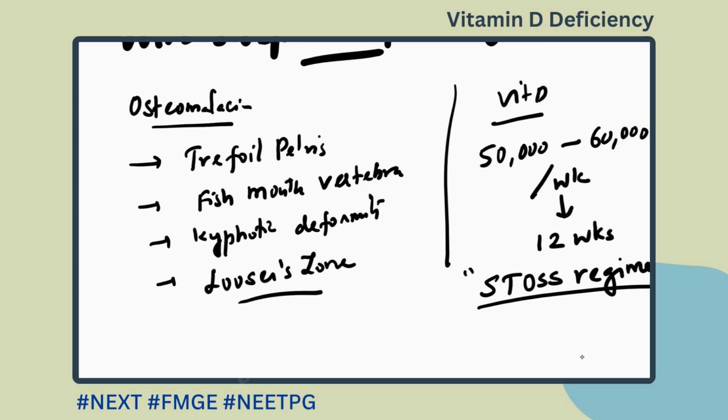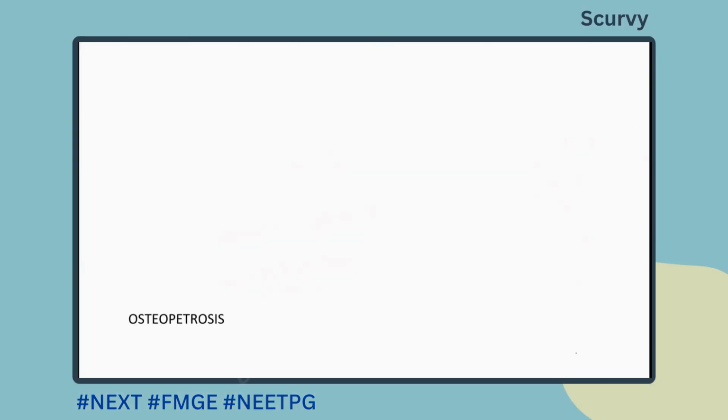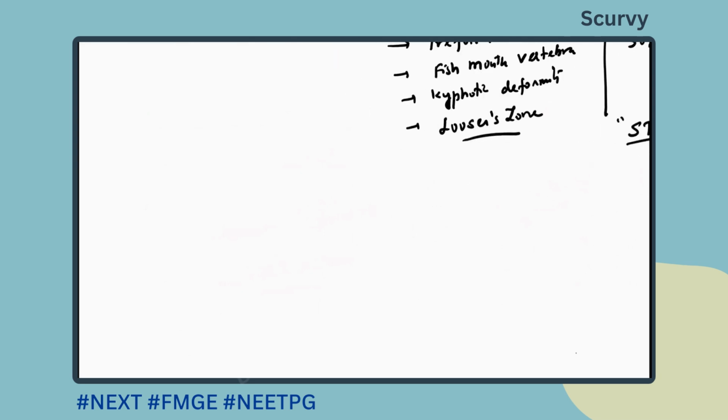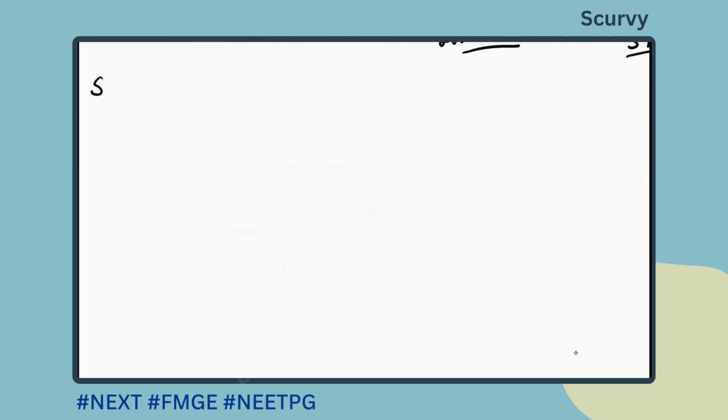Okay, fine. So what is vitamin D deficiency? When it occurs, the calcium level in the body is low. Because of that, all these problems occur. Scurvy. What happens in scurvy? Scurvy is because of vitamin C deficiency. What is the use of vitamin C?